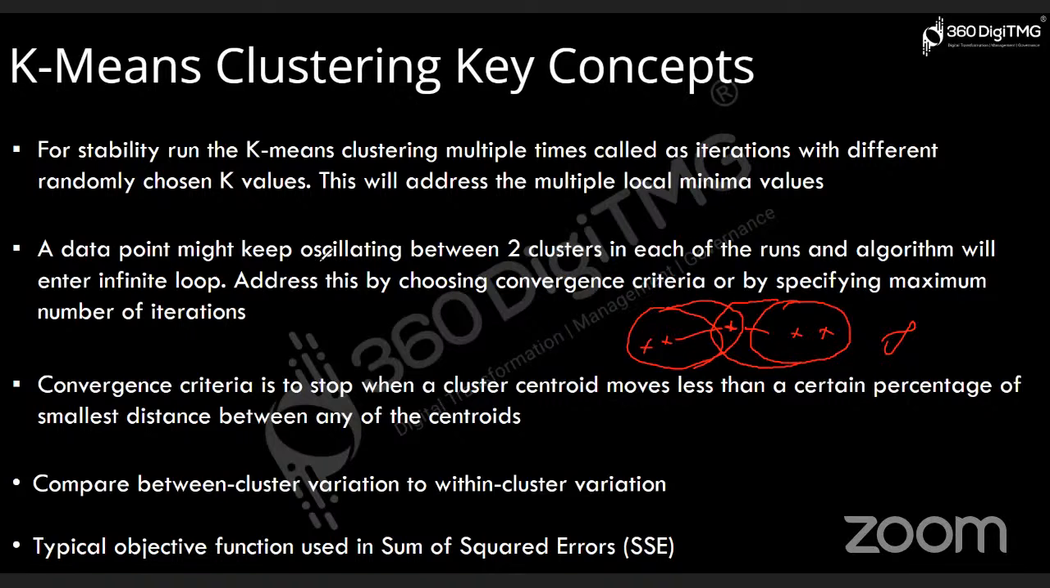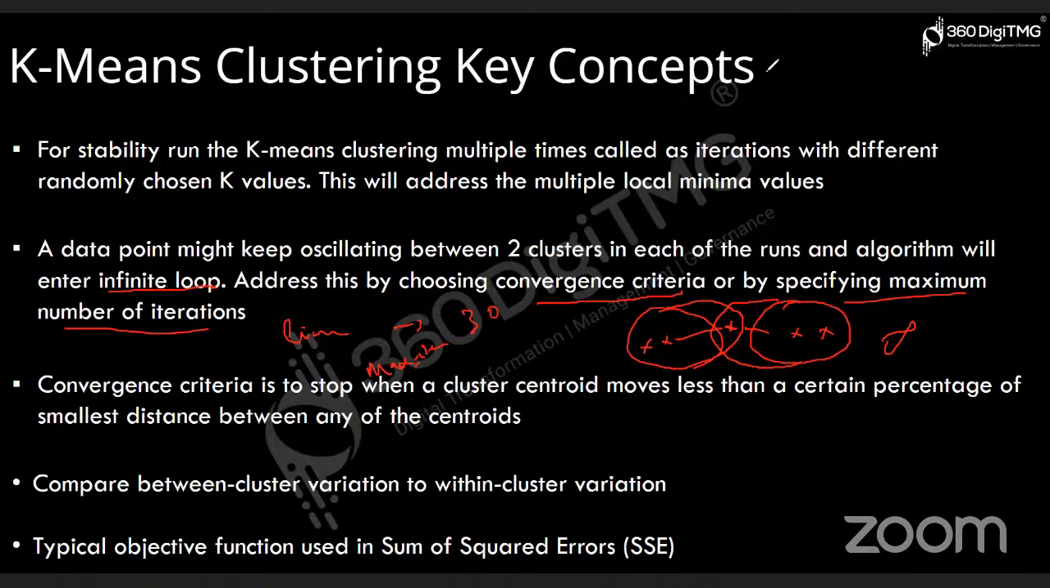You can see a data point might keep oscillating between two clusters in each of the runs, and the algorithm will enter an infinite loop. We can address this by choosing a convergence criterion or by specifying a maximum number of iterations. This is one iteration, then this is another iteration. So we can limit the number of iterations or jumps. We'll say only 30 times should be our max iteration.